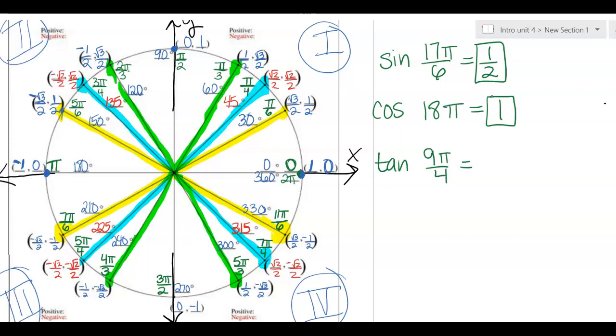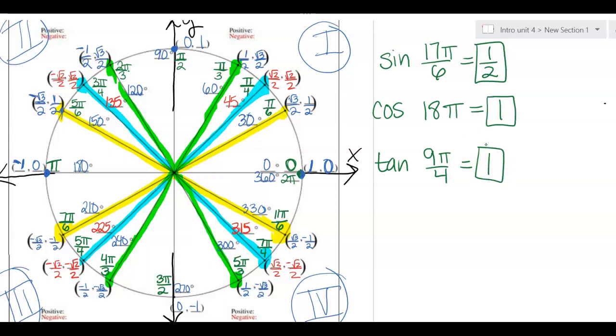Remember, the tangent is the y divided by the x, and remember what we talked about yesterday? In 45s, even though they're complicated numbers, since y and x are the same number, what value are we going to get every time we calculate the tangent at a 45? 1. Okay, it might be positive, it might be negative. In this case, it's positive because it would be a positive divided by a positive.